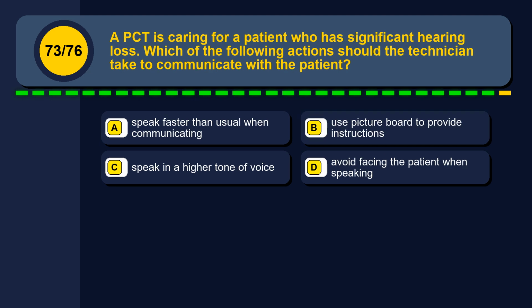Question 73. A PCT is caring for a patient who has significant hearing loss. Which of the following actions should the technician take to communicate with the patient? Option A, speak faster than usual when communicating. Option B, use picture board to provide instructions. Option C, speak in a higher tone of voice. Option D, avoid facing the patient when speaking.